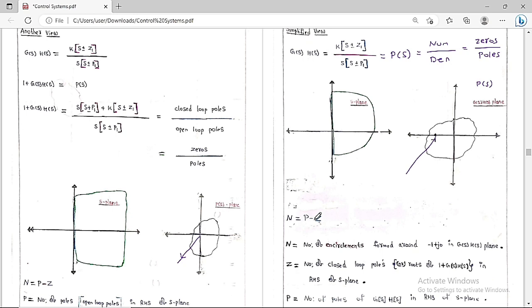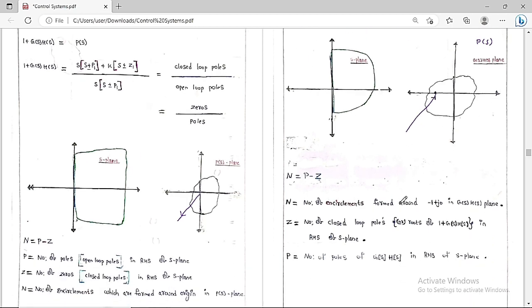The number of poles of G(S)H(S) which lie in the right half of S plane, and Z indicates the number of closed loop poles, or the roots of the characteristic equation, which lie in the right half of S plane, and N indicates the number of encirclements formed around the -1 plus j0 in the G(S)H(S) plane. So these things you always have to keep in your mind.